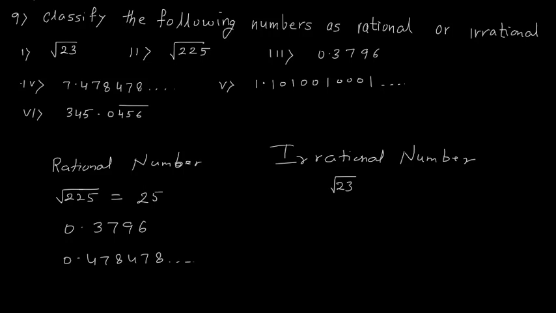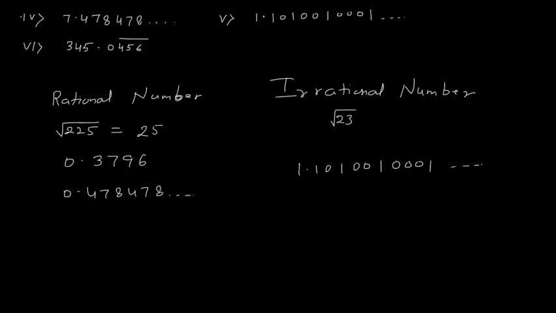Now 1.10100, now here you can see that the same term is not repeating. Okay, 0 is keep on increasing. So it will be considered as irrational number. So 1.10100100001 and so on. This is irrational number. And 345.0456. Now there is a bar on 456. That means this 456 is repeating. So this is non-terminating repeating. Hence again it is a rational number.